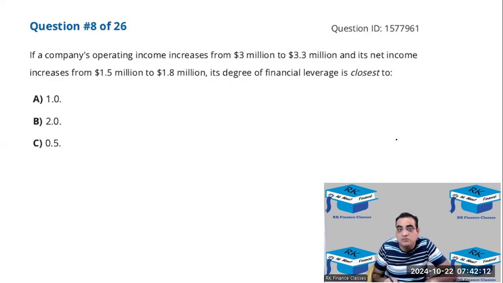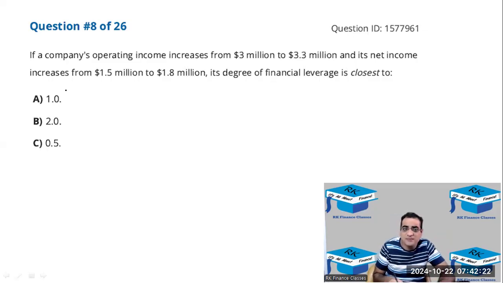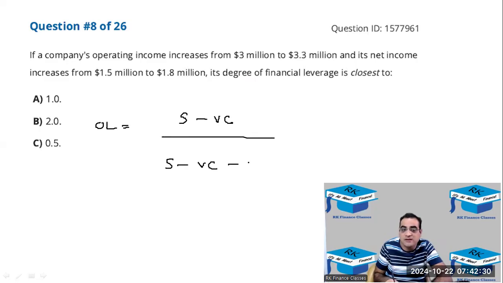All right, so there are two leverages. One is operating leverage and one is financial leverage. दोनों का formula and conceptually you should know it. Although they ask for financial leverage, let me first explain about the operating leverage. Operating leverage is nothing but sales minus variable cost divided by sales minus variable cost minus operating fixed cost.